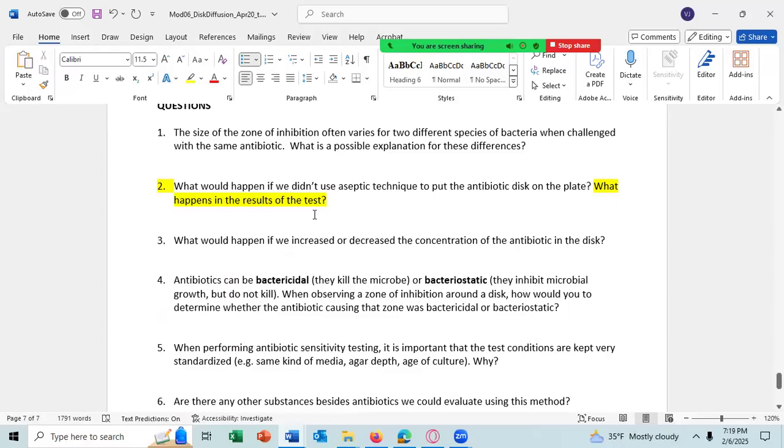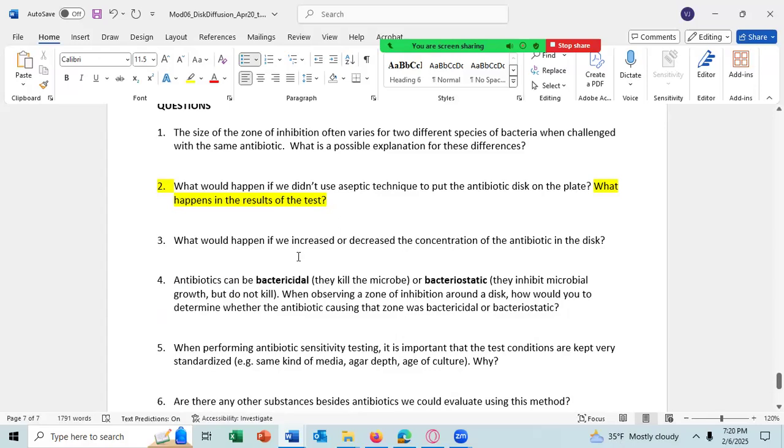2. What would happen if we didn't use aseptic technique to put the antibiotic disc on the plate? So give me your answer here, and then answer what happens in the results of the test. So if you didn't answer that before, answer it now. So what would happen to the plate, and then what would happen to the results of that plate?